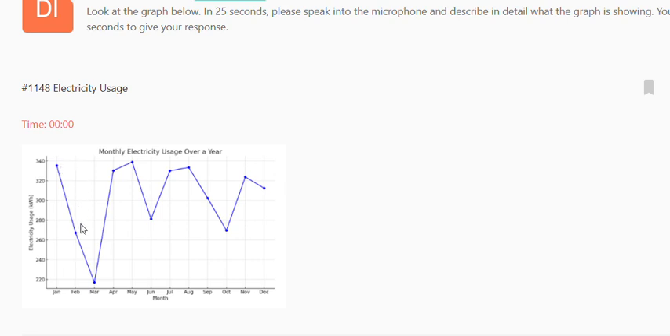Second highest. The line chart in front of me represents monthly electricity usage over a year from month January to December. From the image I can see that the highest electricity usage is in the month of May which is 340 kilowatts. The second highest is in the month of January as well as in August which is nearly 330 kilowatts. The lowest electricity usage is in March which is lower than 220 kilowatts. Overall the image gives us a lot of information about the monthly electricity usage.